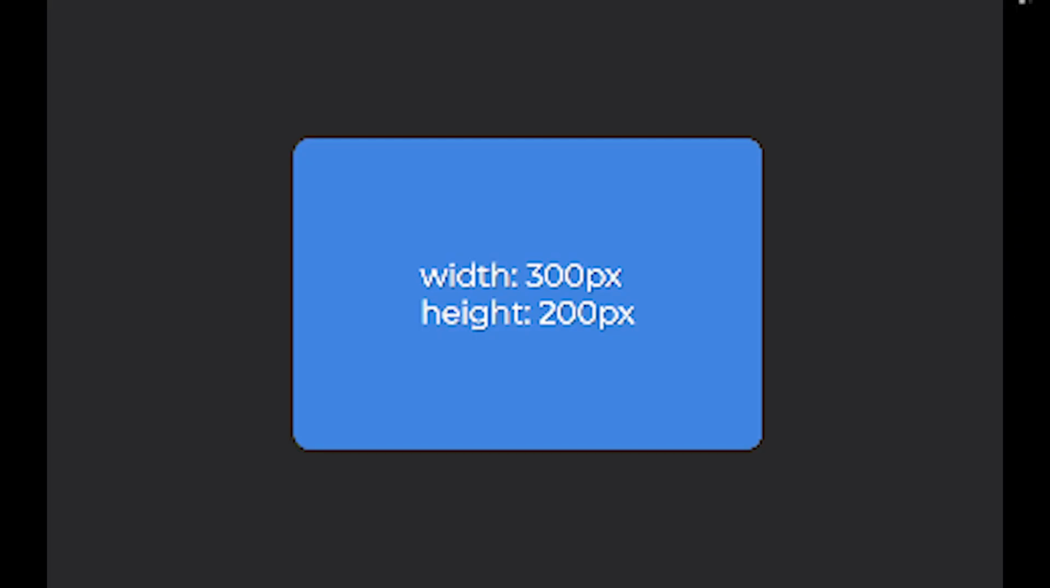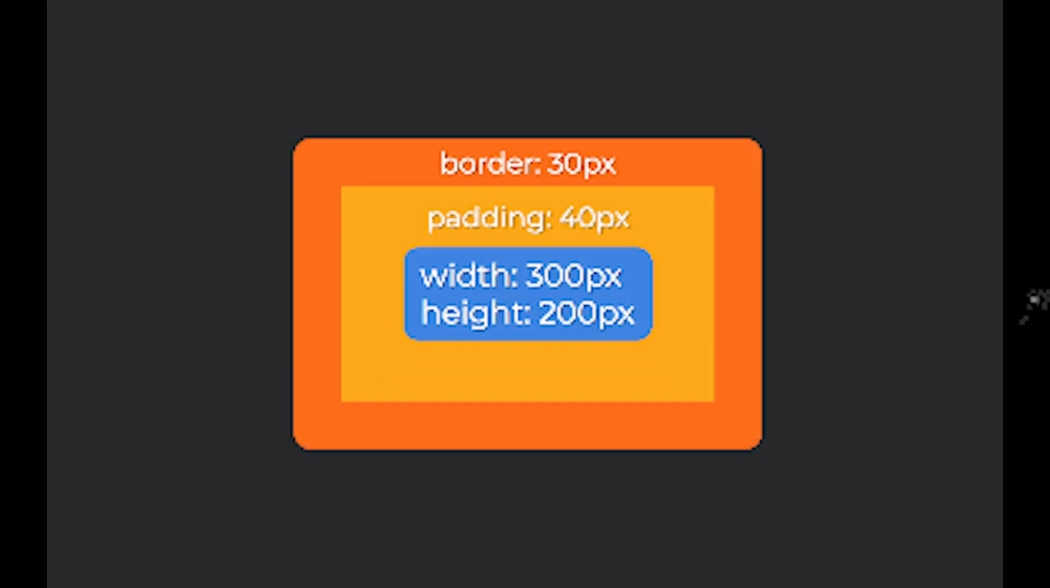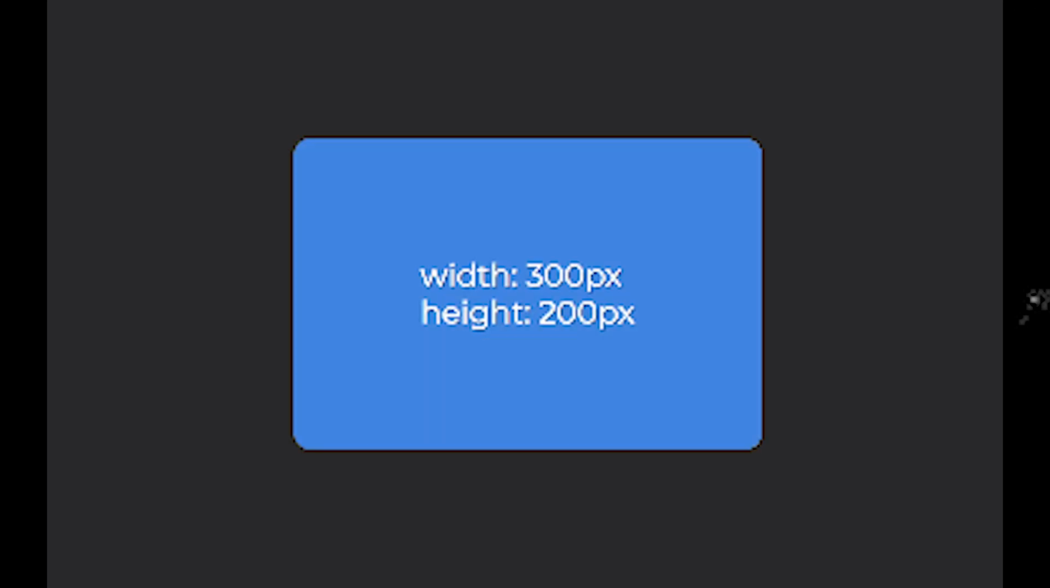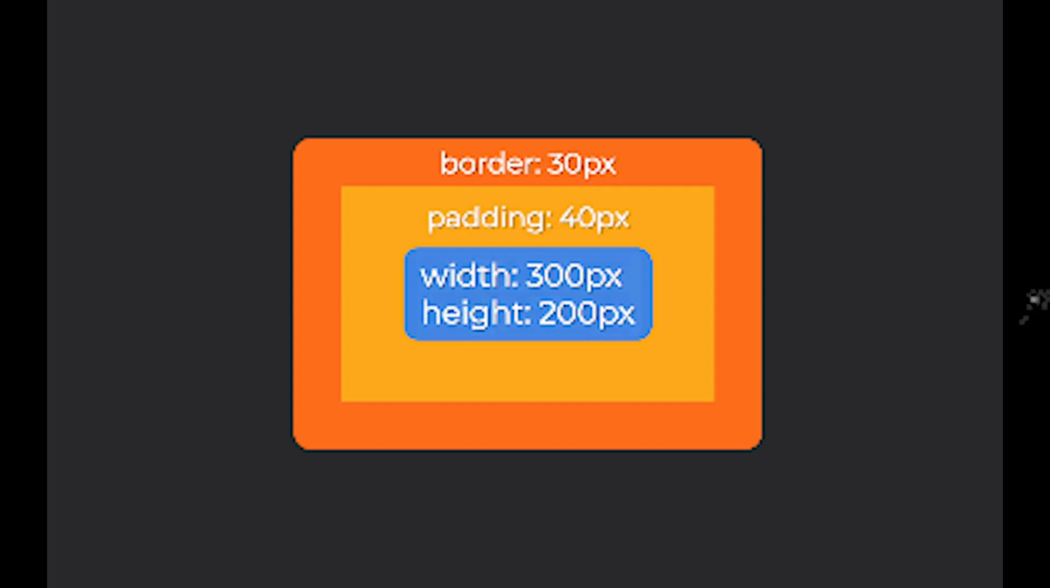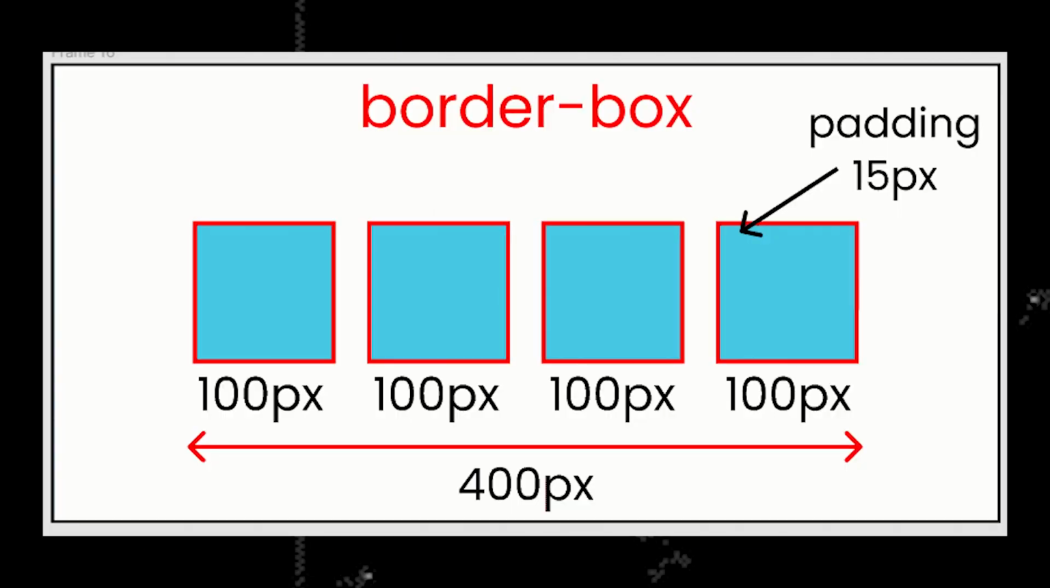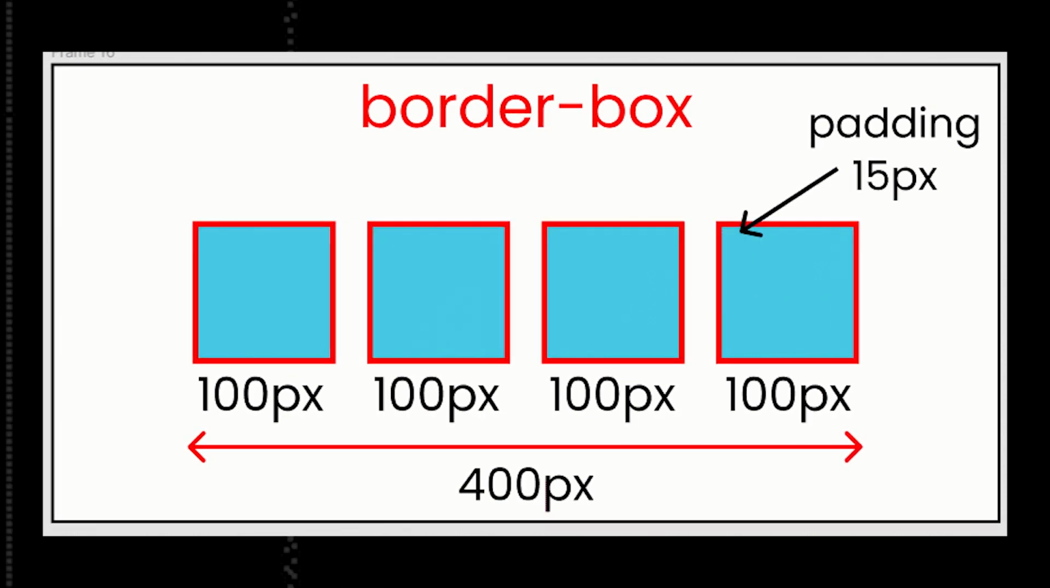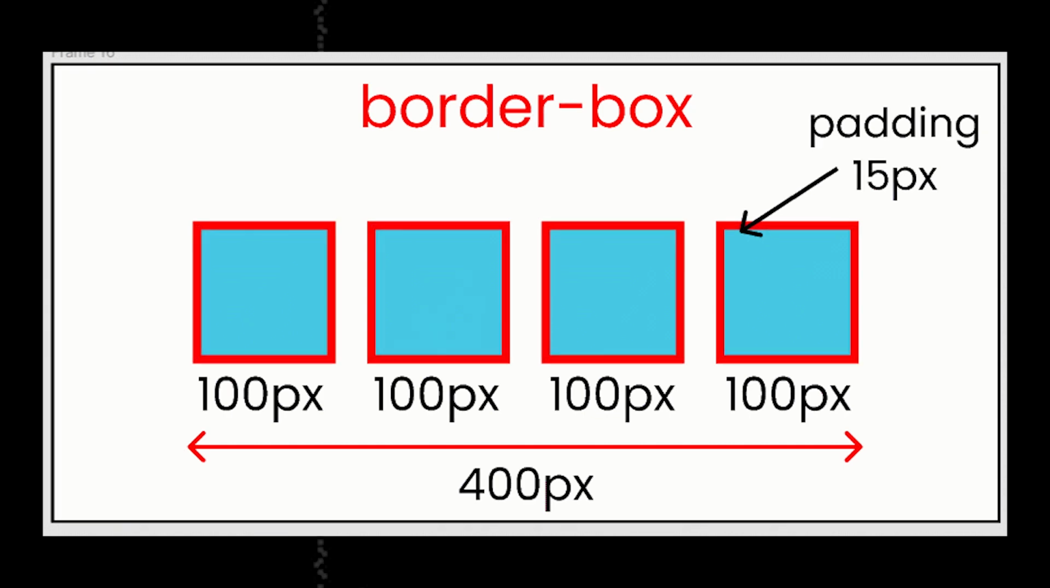By default, the width and height of an element do not include the padding and border. This means that if you add padding or a border to an element, its actual width and height will be greater than the specified width and height. This can cause unexpected layout issues. The border box value, on the other hand, includes the padding and border in the element's width and height calculation.